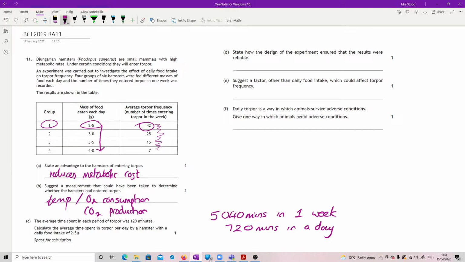That's it. Okay, state how the design of the experiment ensured that the results were reliable. Reliable is to do with repetition. 4 groups of 6 hamsters. There's your issue. 6 hamsters means that you made it more reliable.